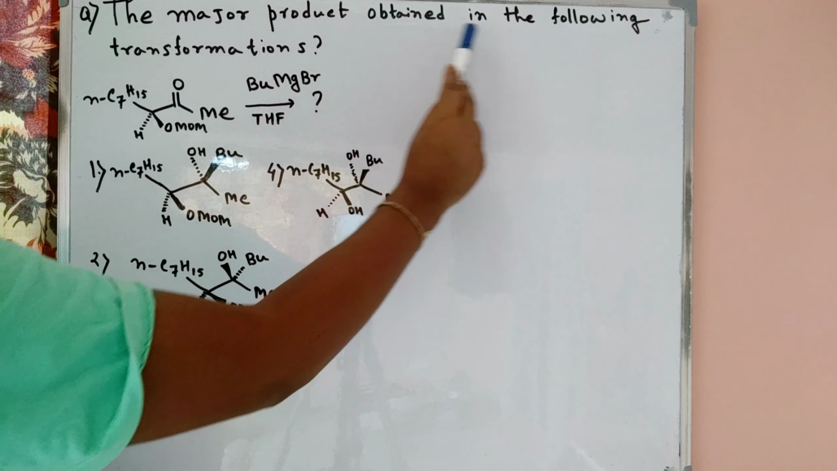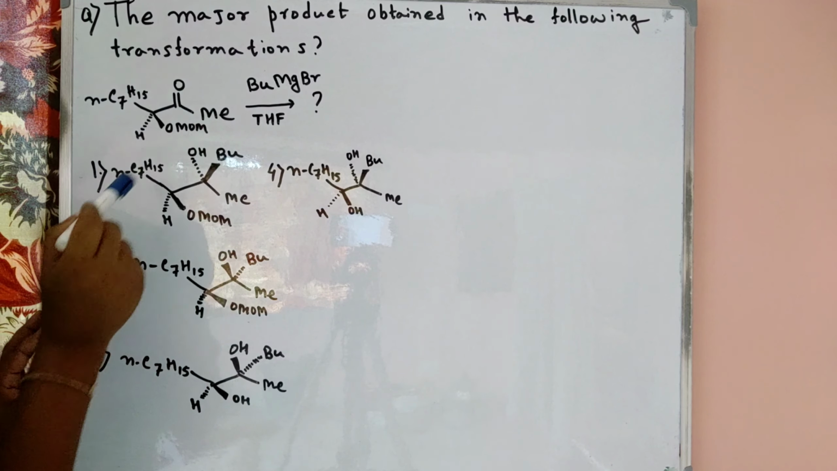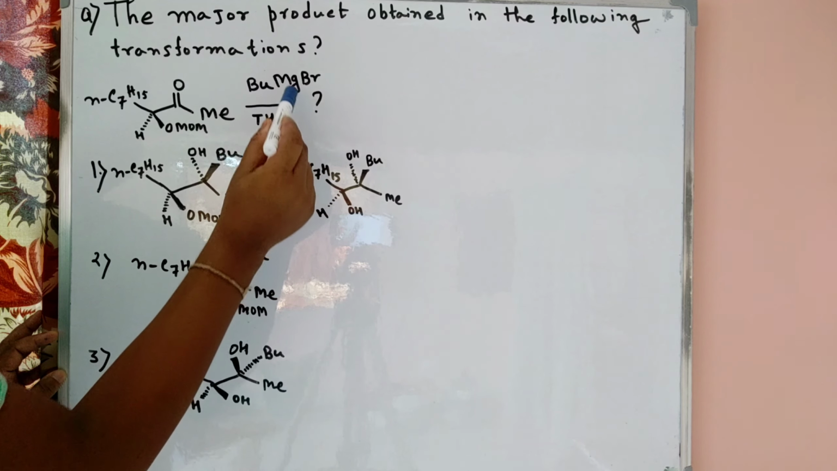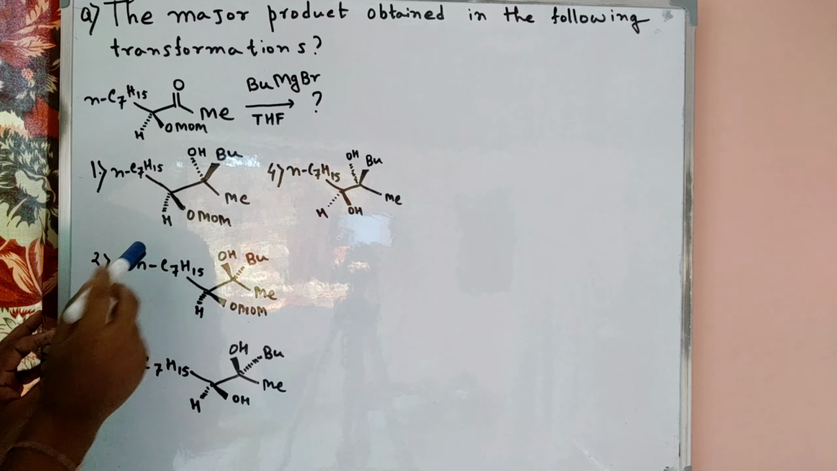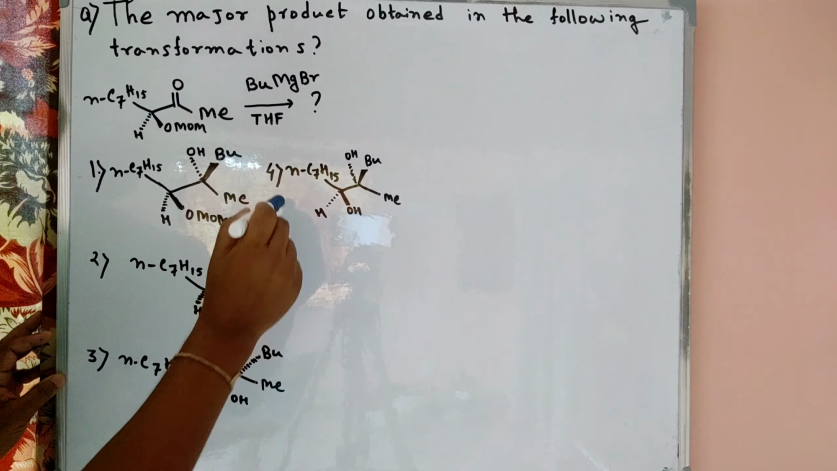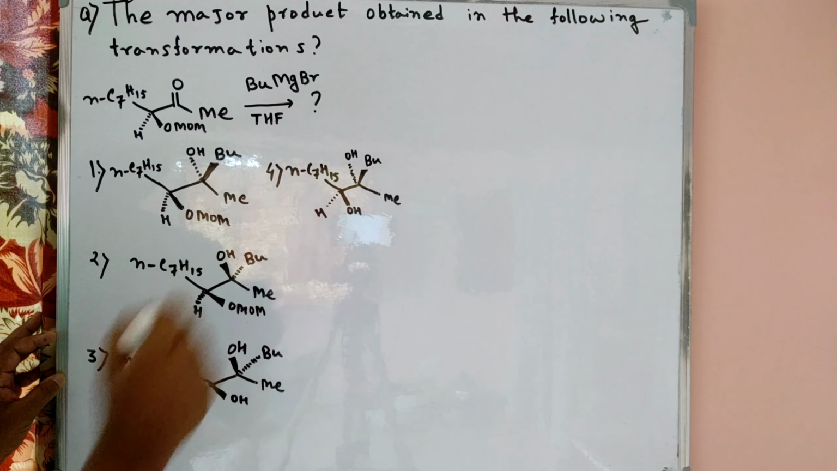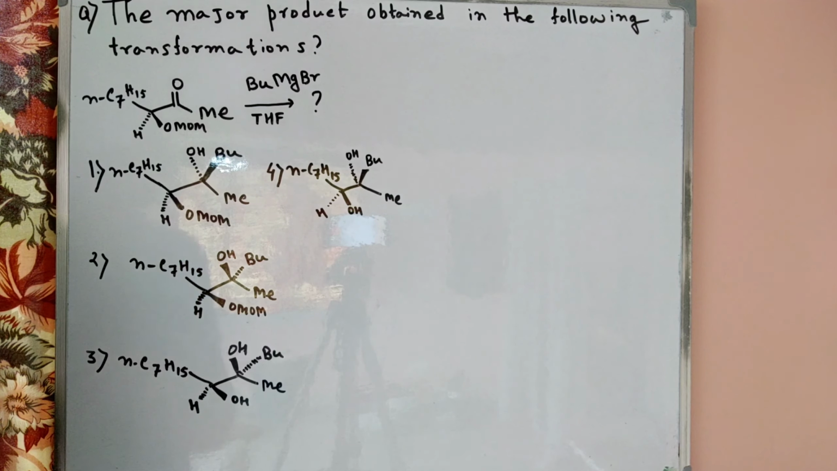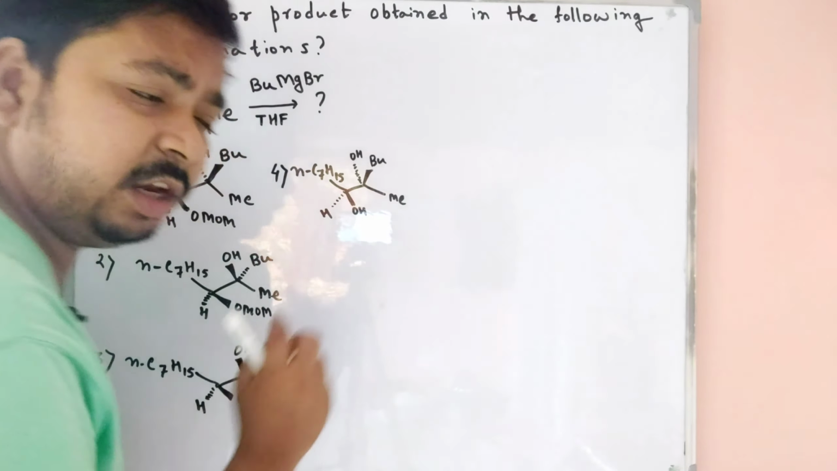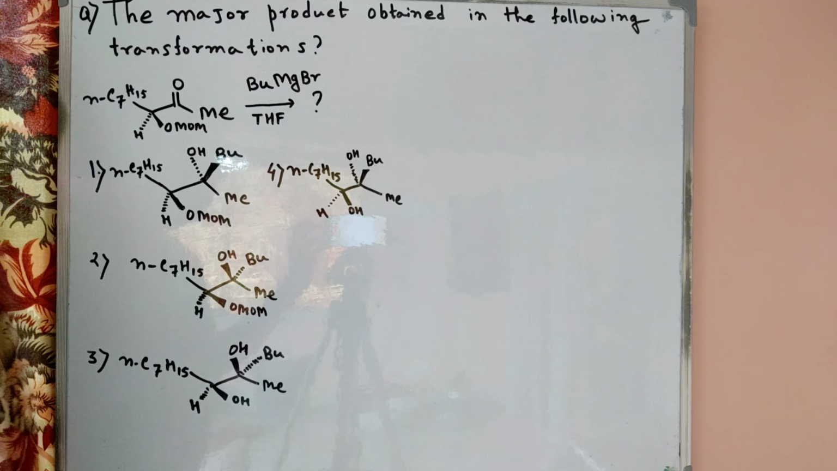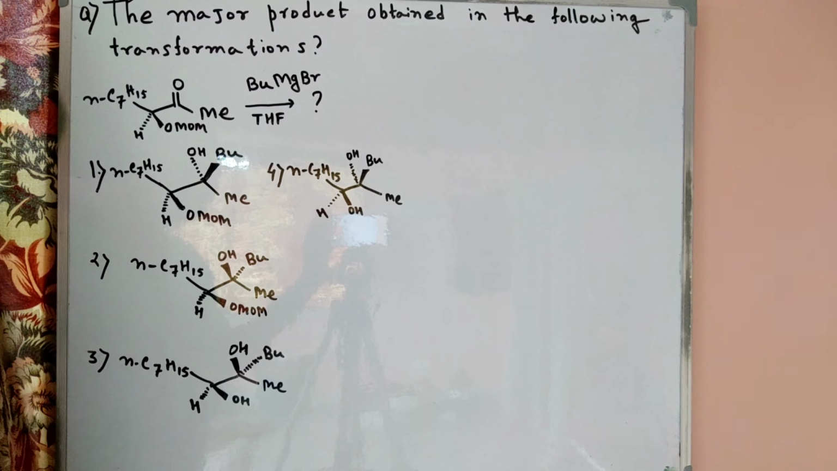The question is: what is the major product obtained in the following transformation? Here the molecule is given, and in the presence of BuMgBr in THF, which product forms: 1, 2, 3, or 4? Total four options are given. So how to solve this problem? At first we discuss some basic concepts, Cram's rule, then we solve this problem.